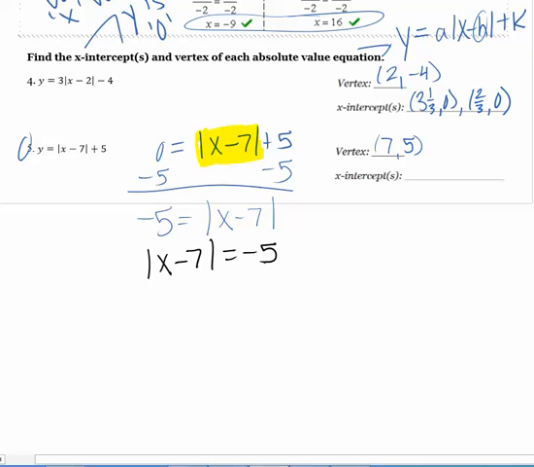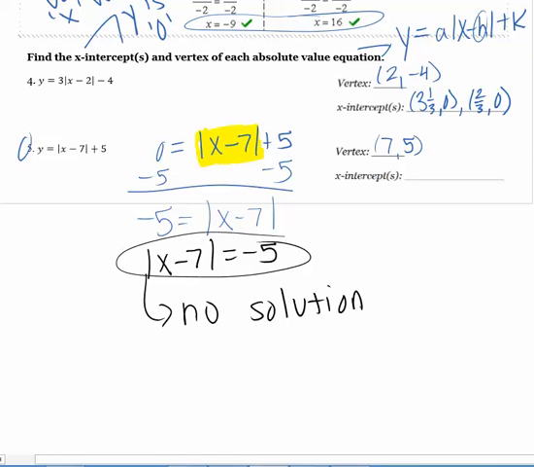And then we have an interesting issue here. When we take the absolute value of any expression, it's going to equal a positive number, not a negative number. So if you get an equation where the absolute value expression is isolated and it equals a negative number, you automatically know there's no solution. This is a special type that we took a look at. So when this happens, you do not have x-intercepts and you're done with it.